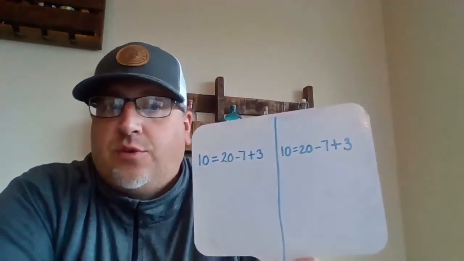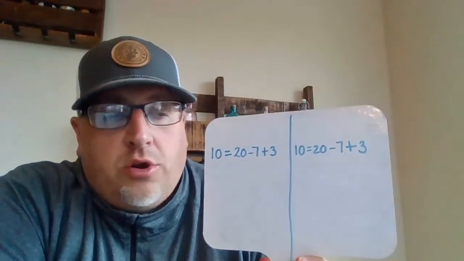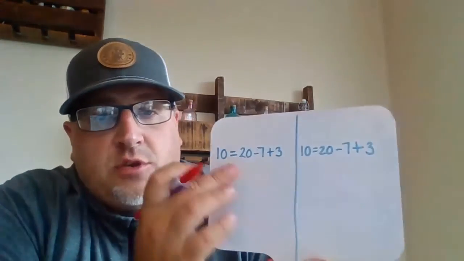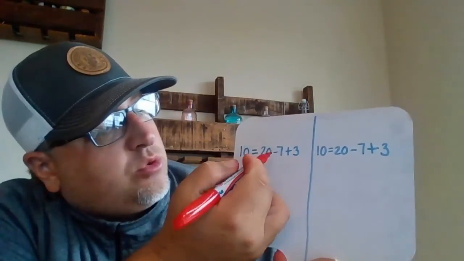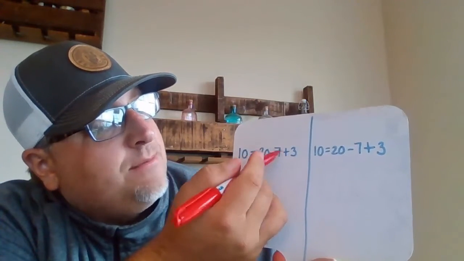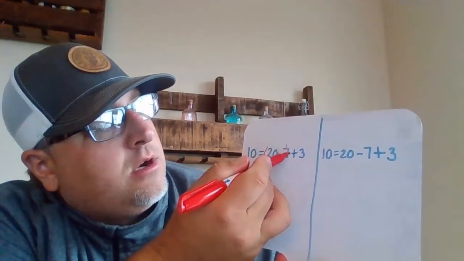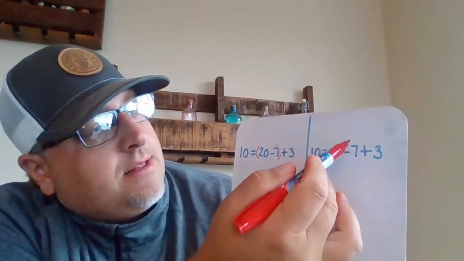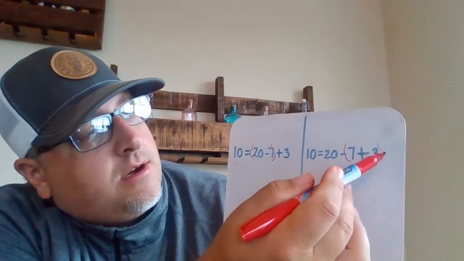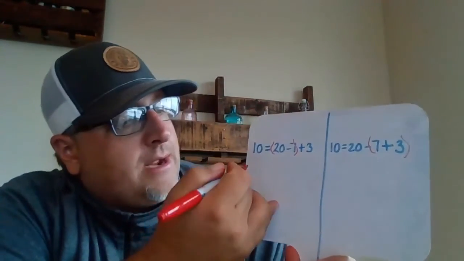It's a little bit backwards, so they put the answer first. So always check. Make sure you're looking at what you are doing and check to see what you have. So we have 10 equals 20, or excuse me, 10 equals 20 minus 7 plus 3. So let's put the parentheses here, 20 minus 7, and then let's put the parentheses here, 7 plus 3. Okay? So we know we got 10 here.